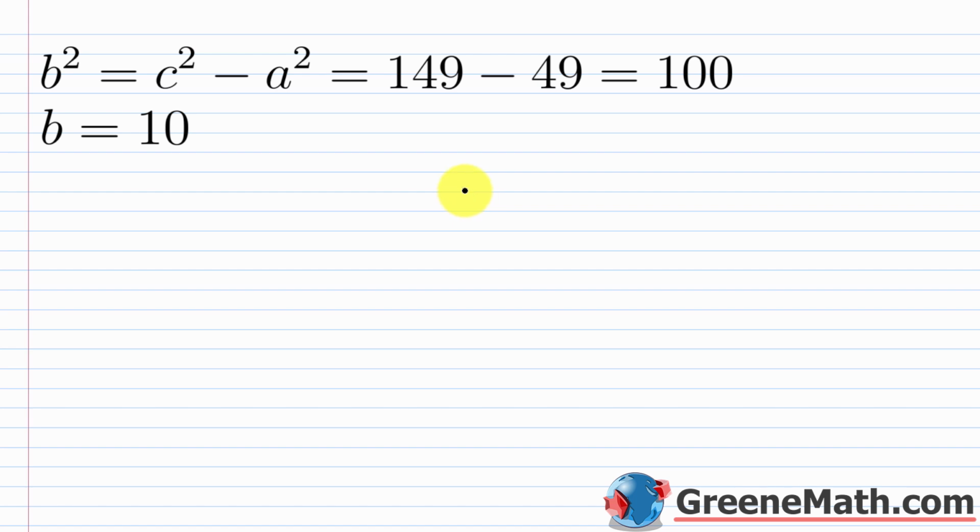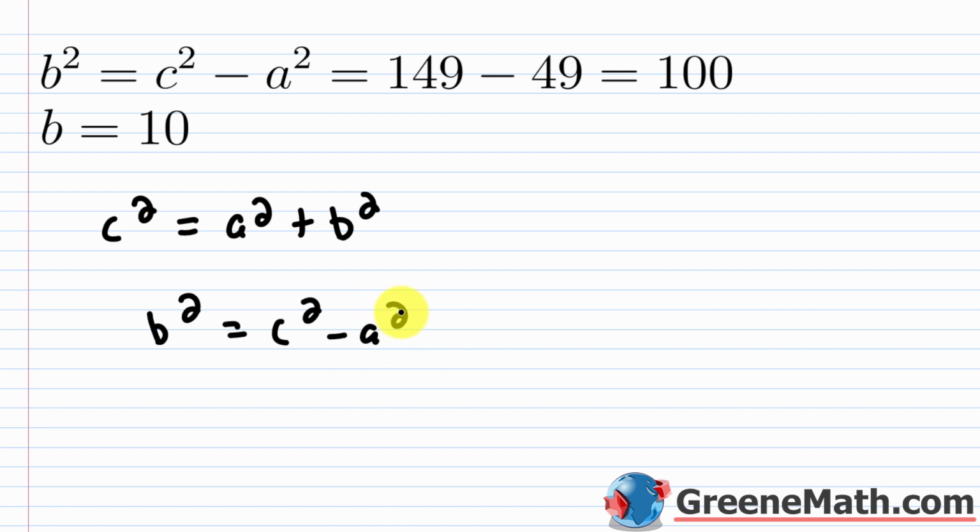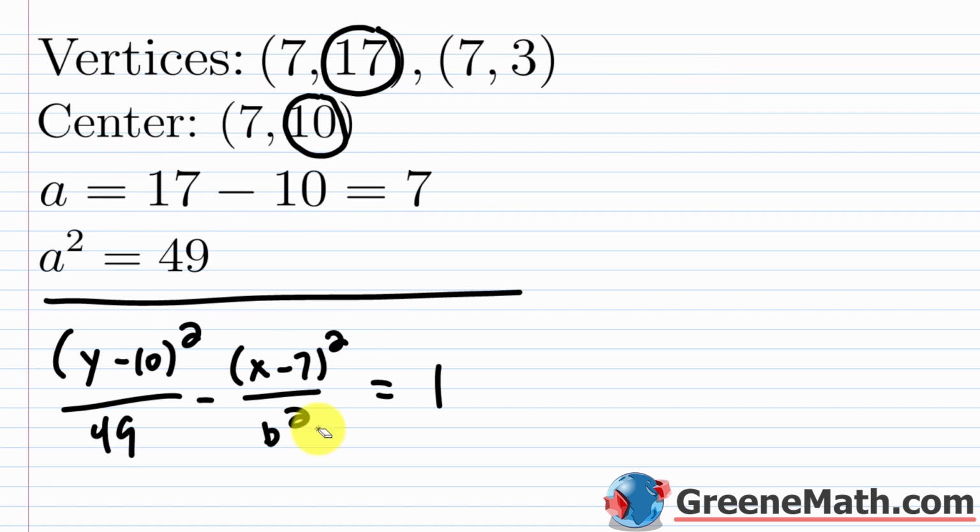Using the relationship c squared equals a squared plus b squared, you can rearrange this and say b squared is equal to, again, subtract a squared away from each side, so it's just c squared minus a squared. So c squared is 149 minus a squared, which is 49, so that equals 100. So b here would be equal to 10. So going back up, this right here would be 100. And you have your equation.